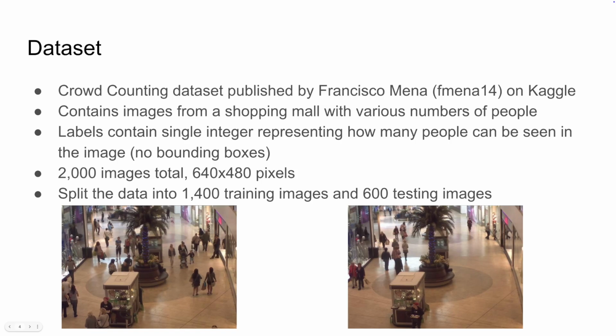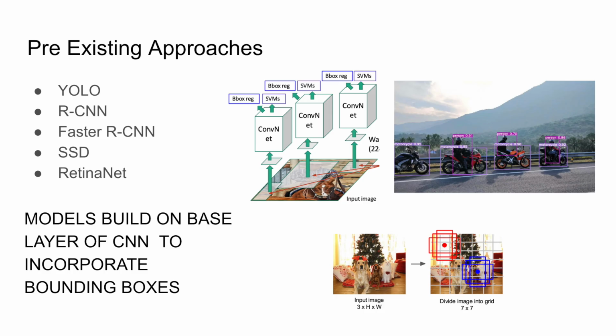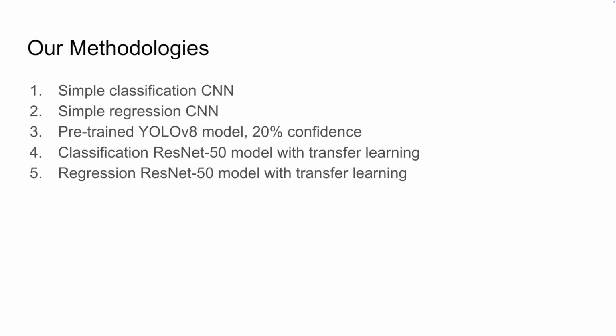Some pre-existing approaches that we considered were YOLO, or You Only Look Once, RCNN and faster RCNN, which involve identifying regions with specific objects, SSD or single-shot detection, and RetinaNet. Since our dataset didn't have bounding boxes and we were only focused on having a single number for our reporting, we instead implemented 5 approaches, which were a classification CNN or regression CNN, and a pre-trained YOLO model, which we used as a baseline. And then we also tried training the ResNet50 model with transfer learning to achieve better results.